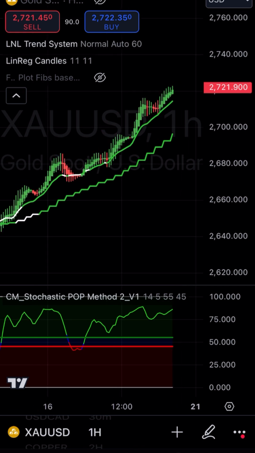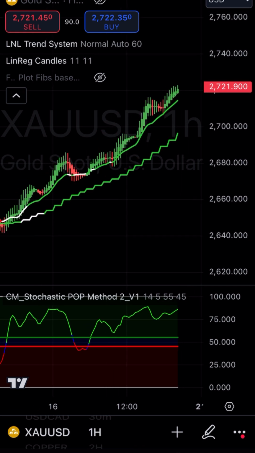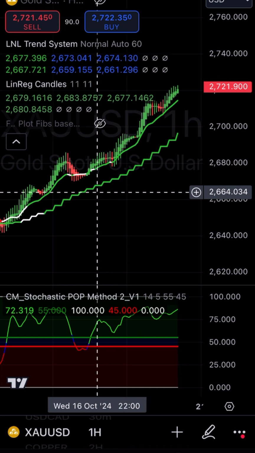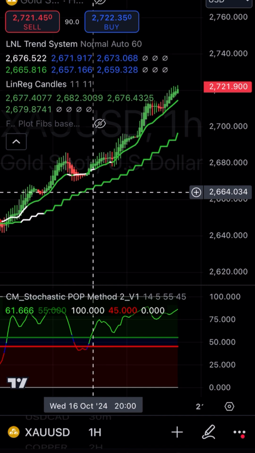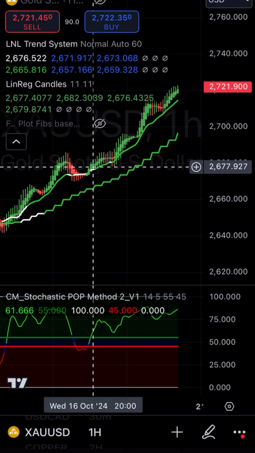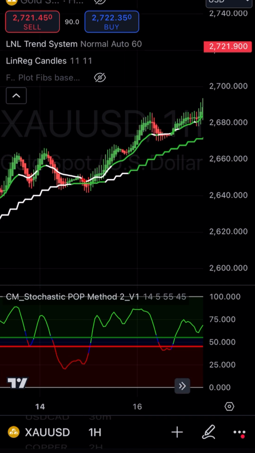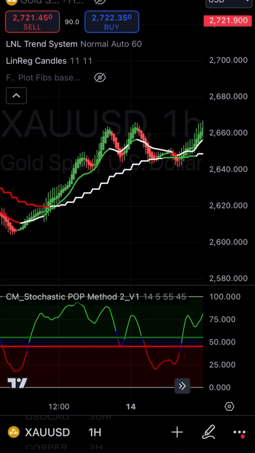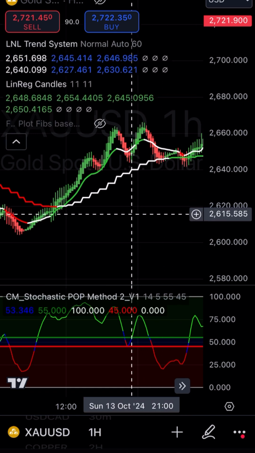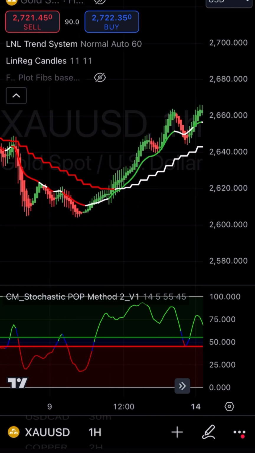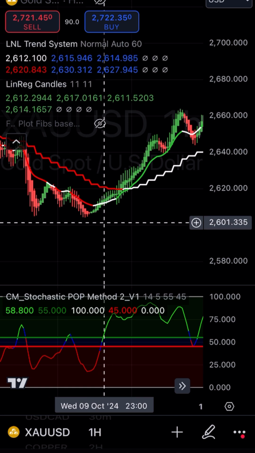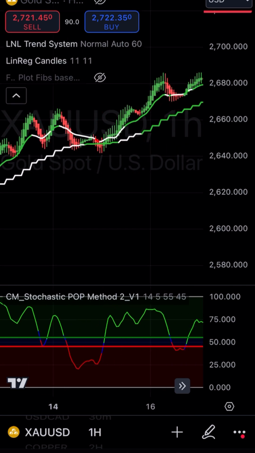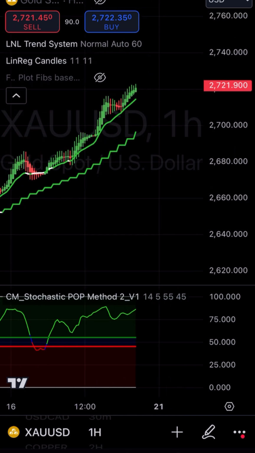So basically you could do this different ways. You could look at your CM stochastic here, and you could see the moment when it crosses up right here, and you can enter right here. You can enter right here. You can enter right here. And then you can enter right where it originally started. So you could do it that way and just look at it on the hour.